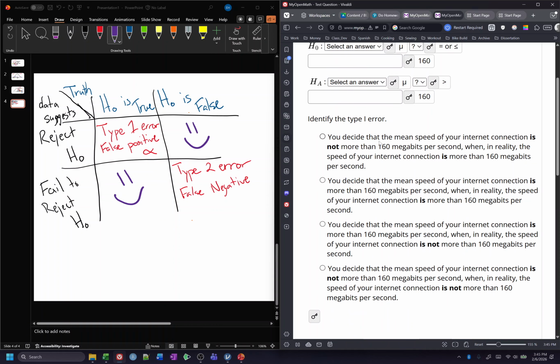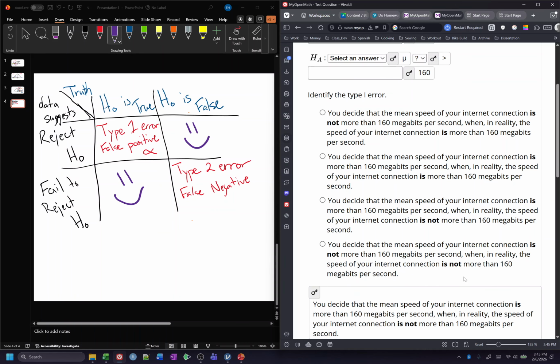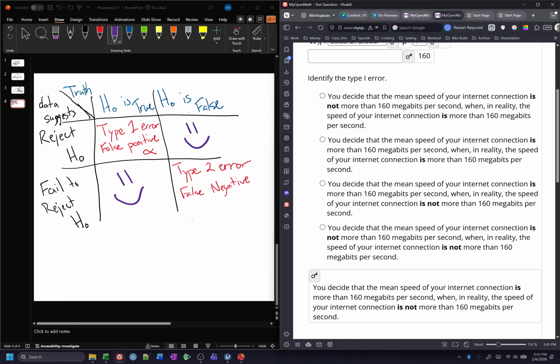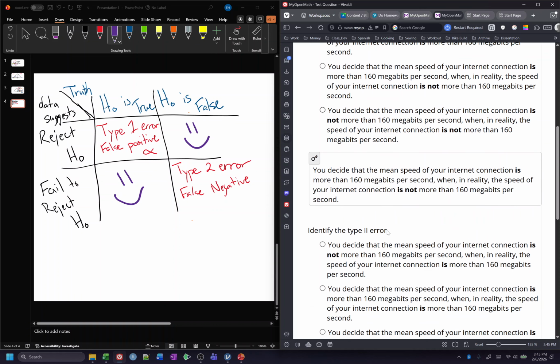If you look at these options, these are different ways that we can put it together. Let's see what the right answer is. It says you decide that the mean speed of your internet connection is more than 160 megabits per second, when in reality, the speed of your internet connection is not more than 160 megabits per second. That's making a type 1 error. It's a false positive. You think you've made some big conclusion, but in reality, the true mean really does reflect the null hypothesis.